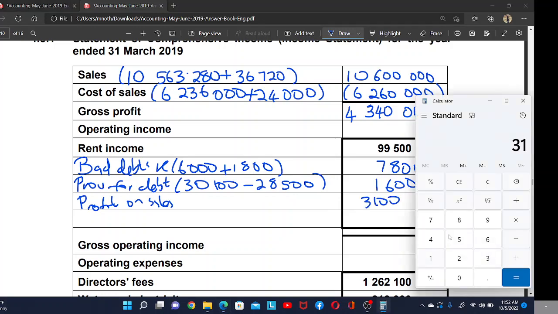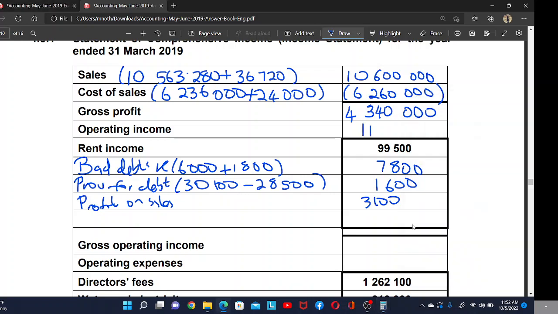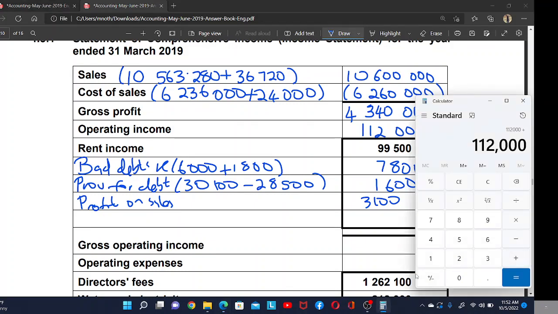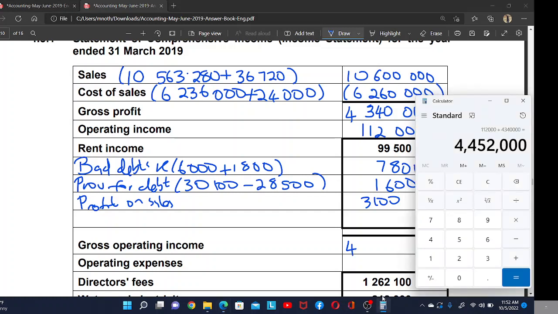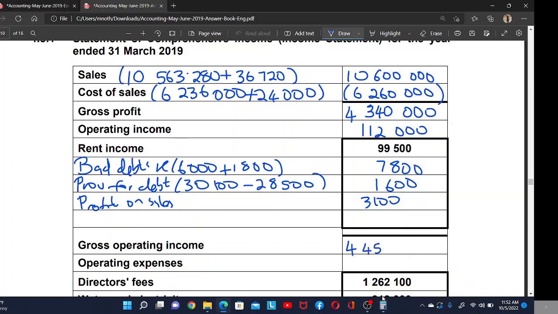Let's calculate again. 3,100 plus 1,600 plus 7,800 plus 99,500 is equal to 112,000. So 112,000 plus 4,340,000 is equal to 4,452,000.